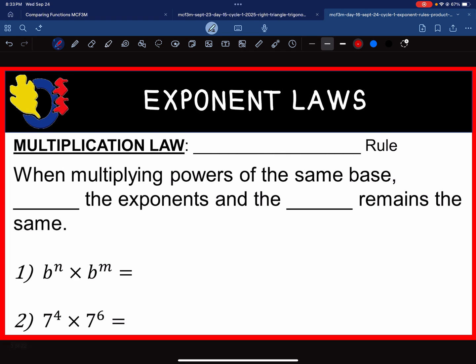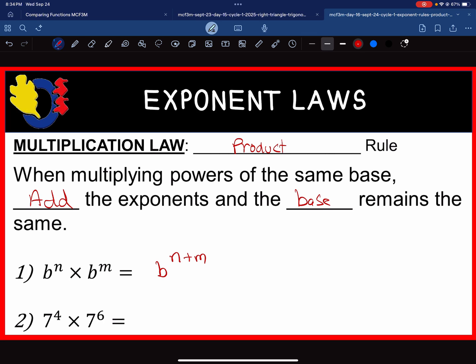Okay, so again, we said the multiplication law is called the product rule. So when multiplying powers of the same base, we are going to add the exponents and the base remains the same. So if we look at our first example, we have a base of b, so the base stays the same, and we're going to add n plus m. So I can't do anything further here.